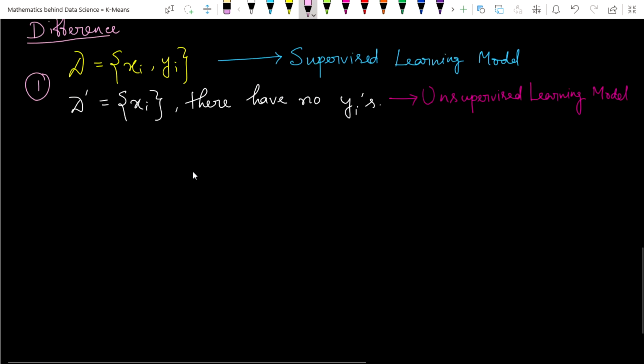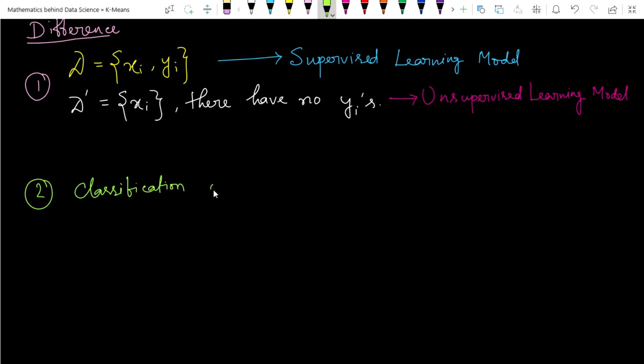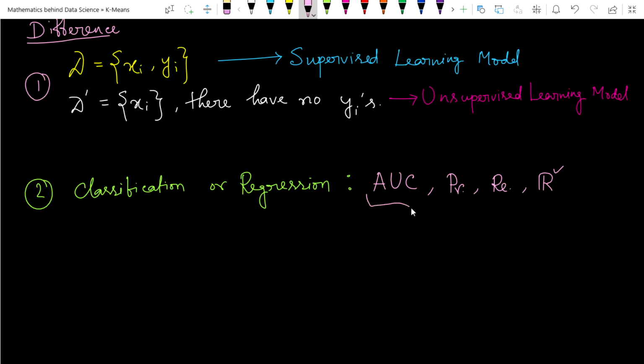Now the second difference is that for classification and regression, to justify how correct our answer is, there are various techniques. For classification or regression, we have read about the AUC metric, the precision metric, the recall metric, and the R square metric. We use these to find the accuracy of our model.